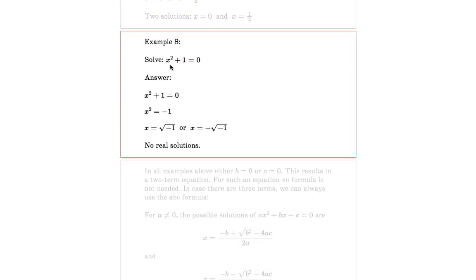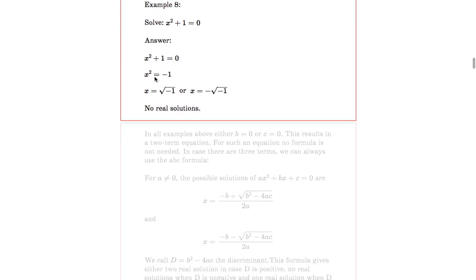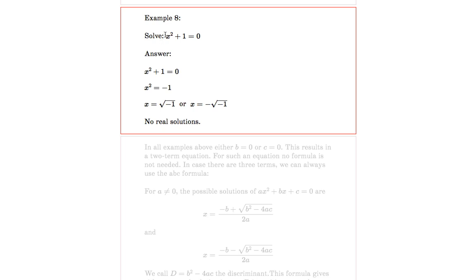Let's look at the following example because sometimes we don't have solutions. x squared plus 1 is 0. So we move the 1 to the other side as we did in the first example. x squared is minus 1. We take the square root of both sides. So x is the square root of minus 1, or x is minus the square root of minus 1. And since the square root of minus 1 is not a real number, there are no solutions. So this equation has no real solutions.